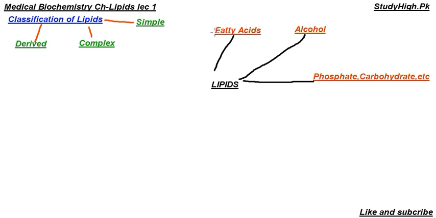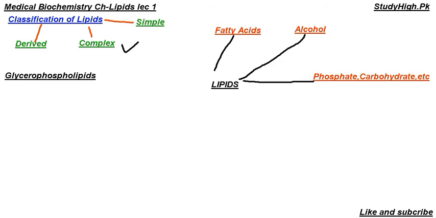So complex lipid consists of any component, whether phosphate group, sulfate group, or carbohydrate, other than fatty acid and alcohol. We can also define complex lipids another way: those lipids which on hydrolysis yield fatty acid, alcohol, and another component that is not fatty acid or alcohol. That may be a phosphate, carbohydrate, or sulfate group. Now we are going to discuss the different types of complex lipids.